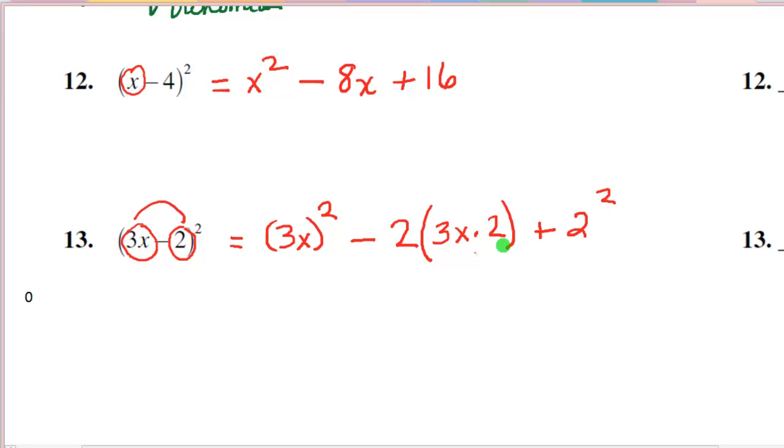Okay, so here we get 9x squared. And here we get 2 times 3 times 2, which is 12x. So negative 12x for the middle term, and then 2 squared is 4. And there's our perfect square trinomial answer.